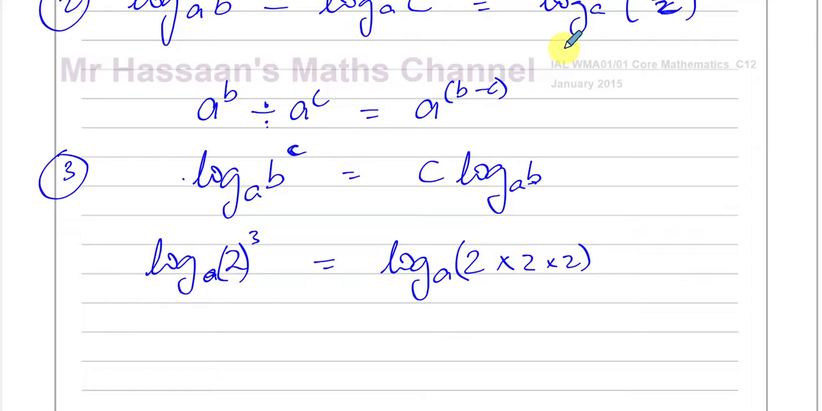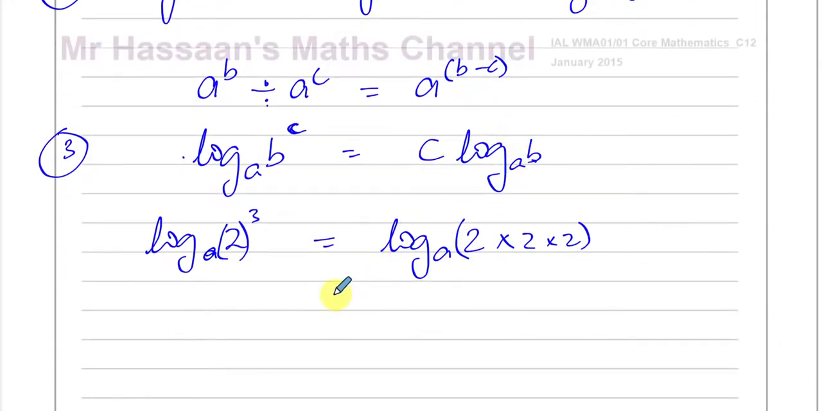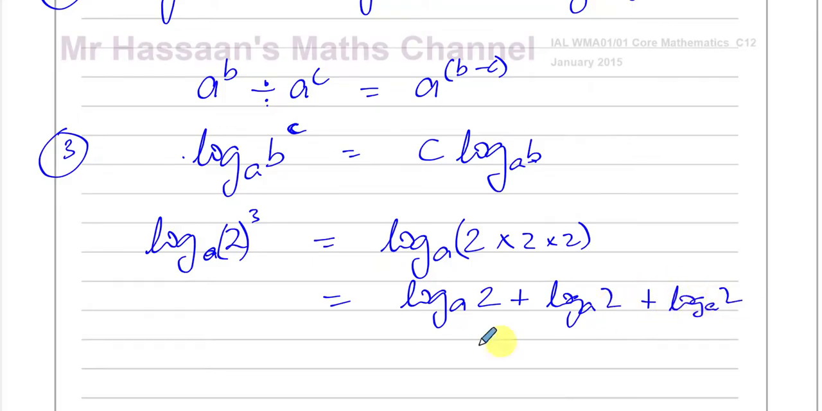And using the law we just learned, the addition law, this can be rewritten as log to the base a of 2 plus log to the base a of 2 plus log to the base a of 2. How many of them are there? There are 3 log to the base a of 2. So you can see that the 3 has gone in front. If this was a 4 or a 5 or a 10, you'd have 10 of these added together, which would give you 10 log to the base a of 2. So that's where this law comes from.